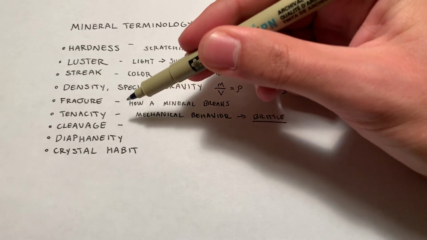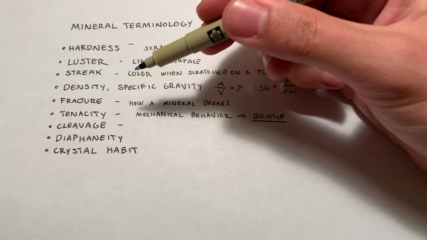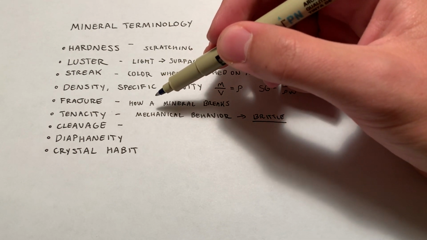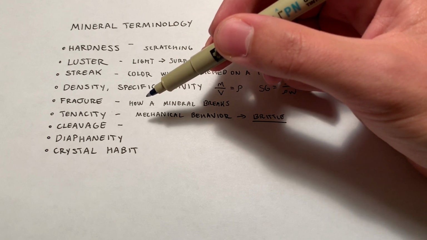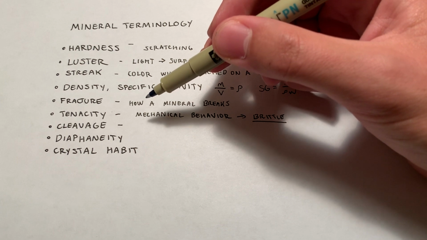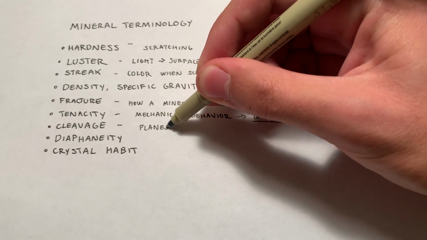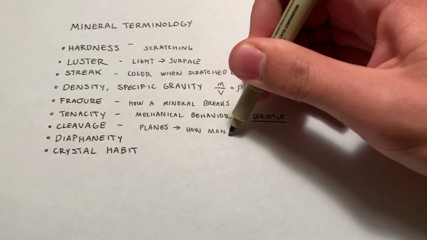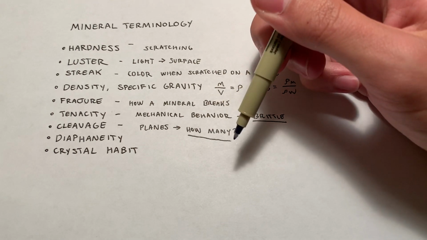Now, cleavage. Not to be confused with the cleavage that you get during mitosis. Cleavage is similar to fracture, but instead of just a general sense of how a mineral breaks, it describes the specific crystallographic planes along which a mineral will break. That's about as in-depth as I need to get for the sake of this video, but just think of it as planes. And the question you might ask and quickly identify is how many, right? With fracture, it's more about shape. With cleavage, you're going to be asking and answering how many cleavage planes.